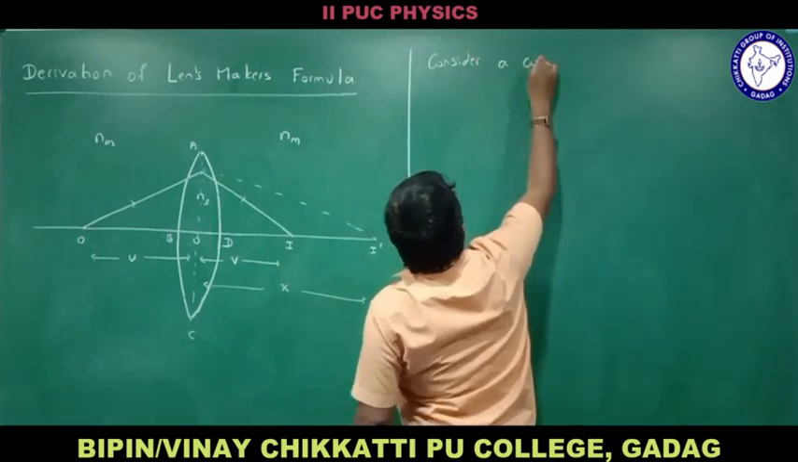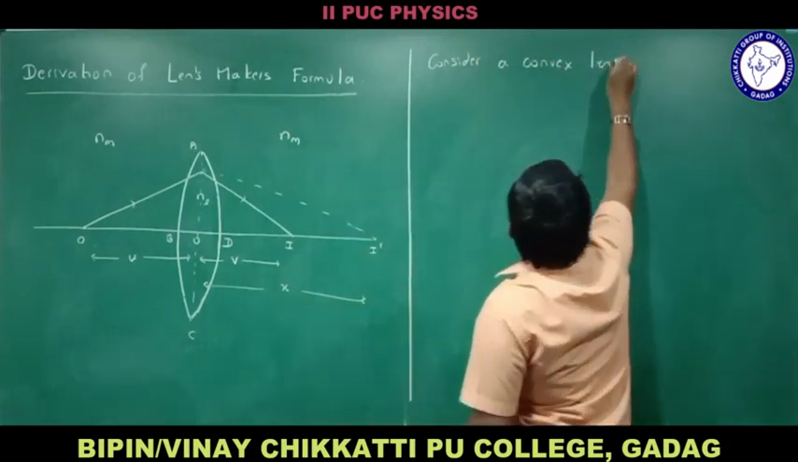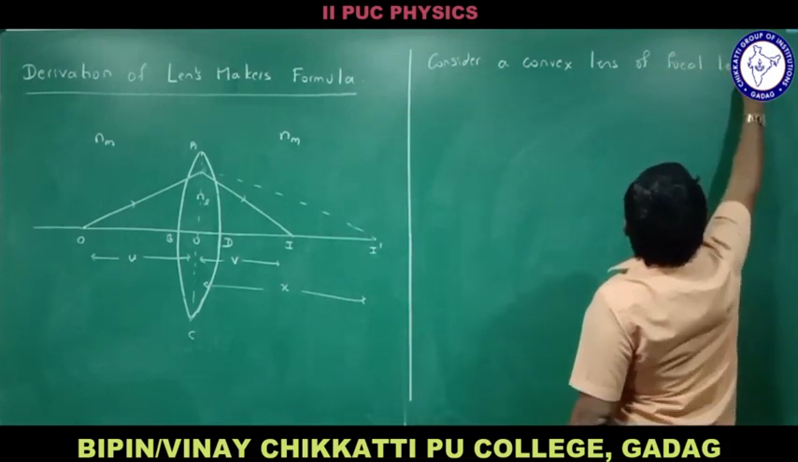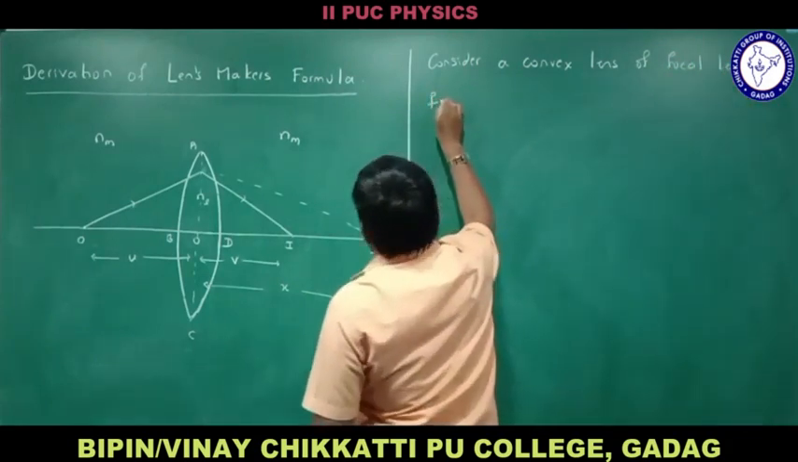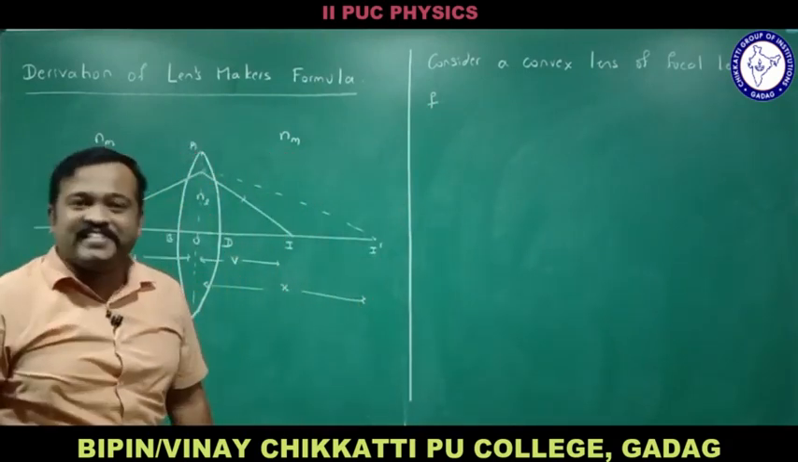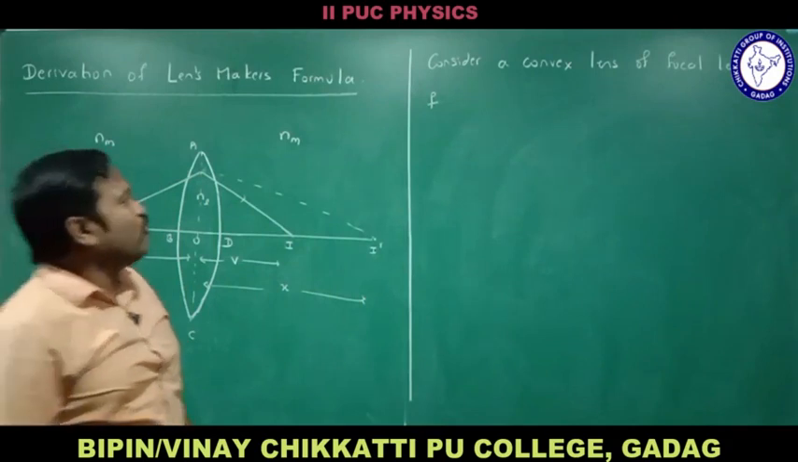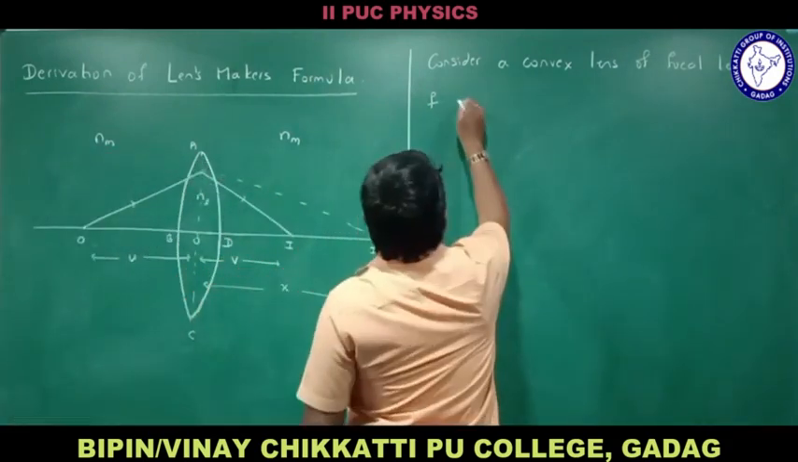Consider a convex lens of focal length F. Right, it is a convex lens whose focal length is F. Convex, positive, right? Focal length is positive.